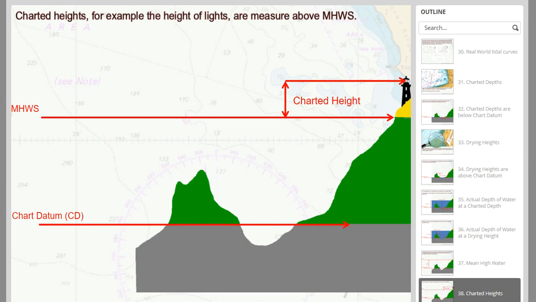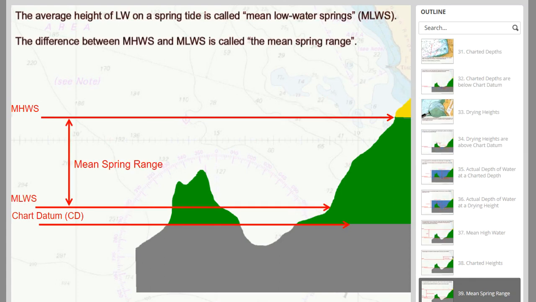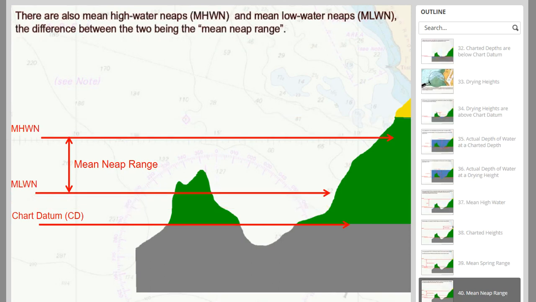The average height of low water on a spring tide is called mean low water springs, MLWS. The difference between mean high water springs and mean low water springs is called the mean spring range. There are also mean high water neaps, MHWN, and mean low water neaps, MLWN, the difference between the two being the mean neap range.